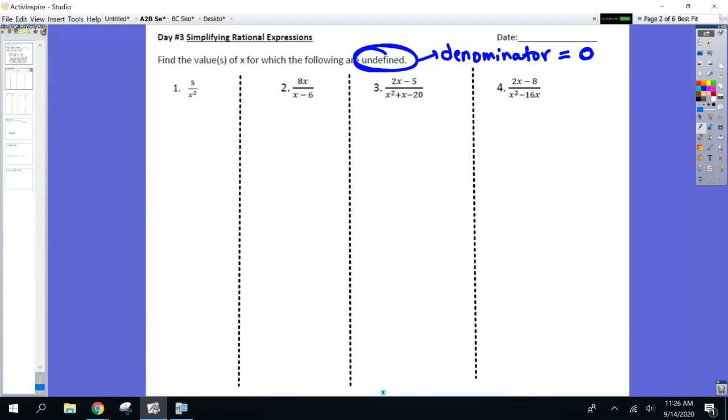I don't care about the top. I could care less what's in the top. It's the bottom. What makes the bottom equal to 0? So let's go to this first example. I got 5 over x squared. What number could I plug in for x that makes the entire denominator 0? And I'm not asking for greatness here. What number could I square and get 0?